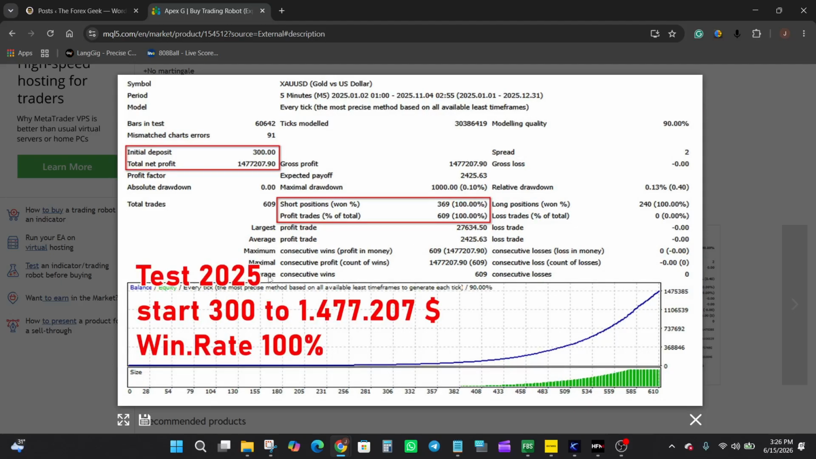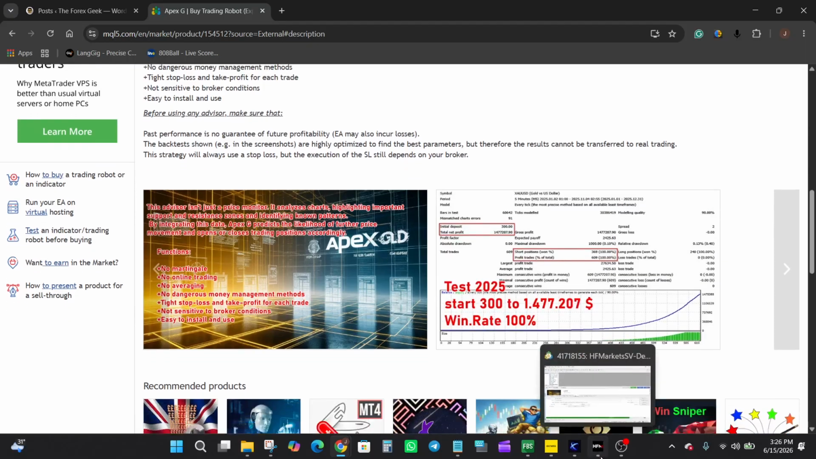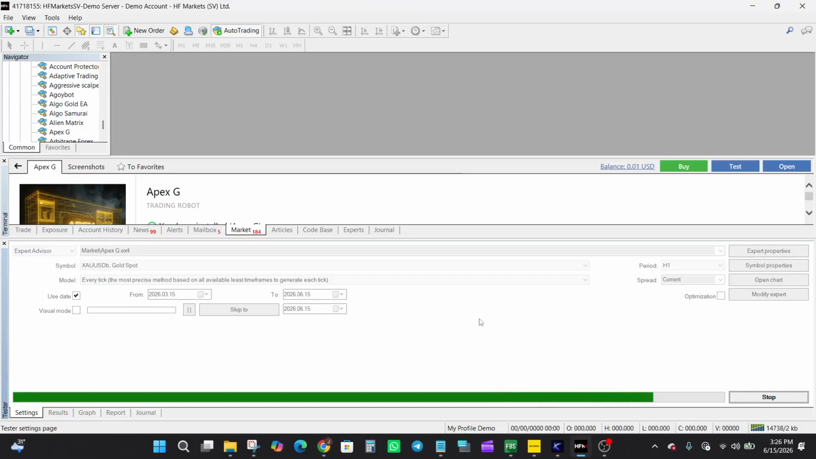From what we can see here, the 2025 test starts from $300 to $1.477 million. Win rate was 100%. Out of 609 total trades taken, not a single loss. So let's head over to our strategy tester now. Let's see how this EA performed in 2026 over the past 3 months. We are testing the Apex G on XAUUSD on the H1 time frame, and we are also using the every tick modeling as well.